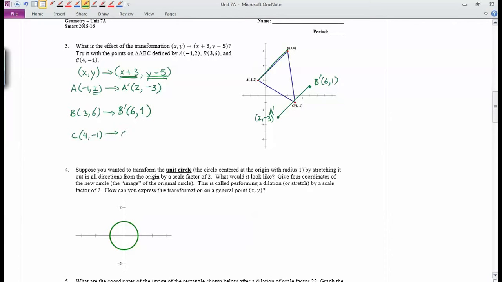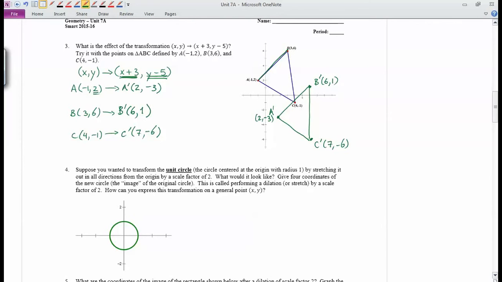And then C prime, if we do the same thing, let's see, 4, if I plug it in for x, it's 4 plus 3, so that's 7. And then if I plug in negative 1 for y, y minus 5, that's going to be negative 6. So if I plot 7, negative 6, it is right here. So here is the new triangle that you get.